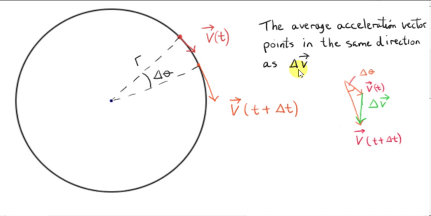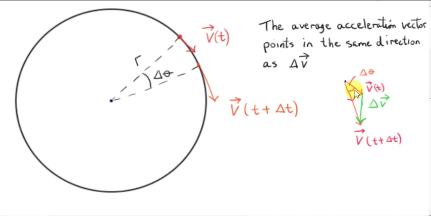To get the average acceleration vector over the time delta t, we need to get the change in velocity over that time, delta v. As we saw before in the video on uniform circular motion, we just have to subtract these vectors to get the change in the velocity. So we put the tails of the vectors together, moving them parallel to themselves. We join the head of vector v of t to the head of vector v of t plus delta t. So delta v is just v of t plus delta t minus v of t.